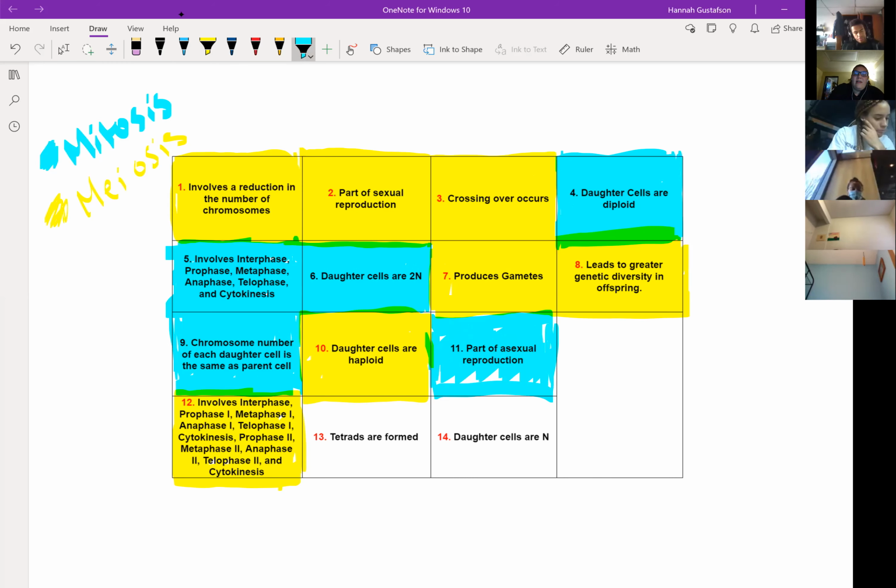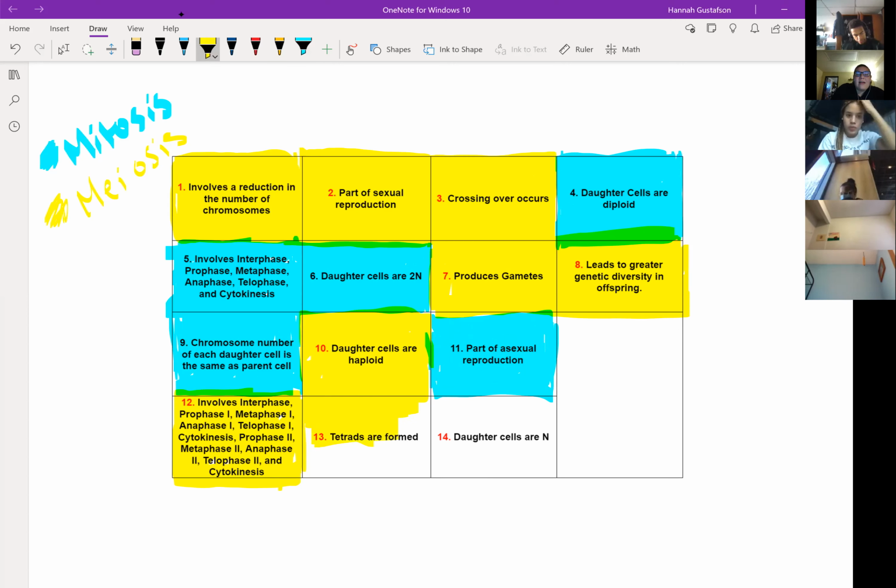Got 2 left. We're almost there, guys. You're doing great. Number 13, tetrads are formed. This is not necessarily a vocab word we've talked about today, so I'm curious to hear what you guys think. Someone want to answer? Meiosis. Meiosis is correct. Both of you that answered, great job.